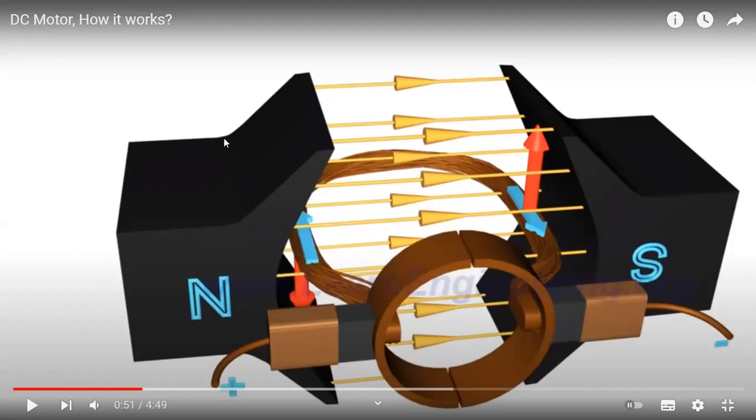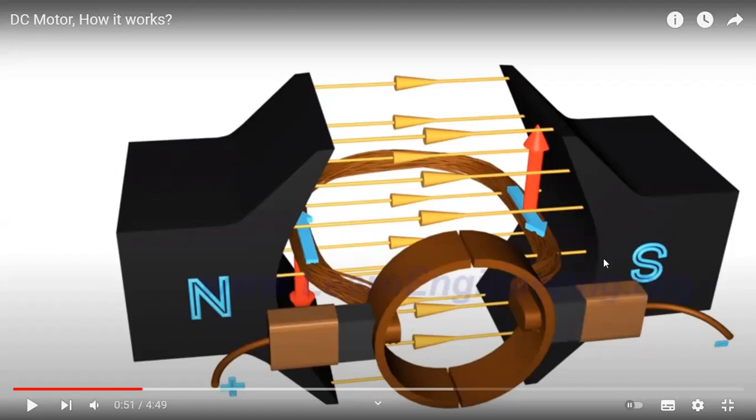So we need an electromagnetic field. To get an electromagnetic field, what do we have to do? Either we create an electromagnet, otherwise the other option is that we use a permanent magnet. In the picture you can clearly see this is the permanent magnet. No coil is here.